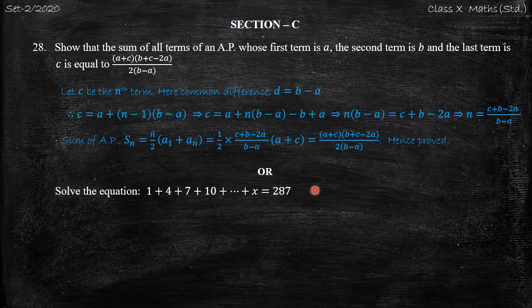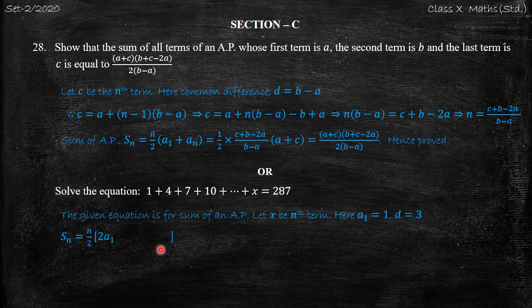Okay, now next question, also an arithmetic progression, but you need to solve for x. This is a sum of terms of an AP. Here the first term is 1. The last term is x, let it be the nth term. And the common difference is 3.